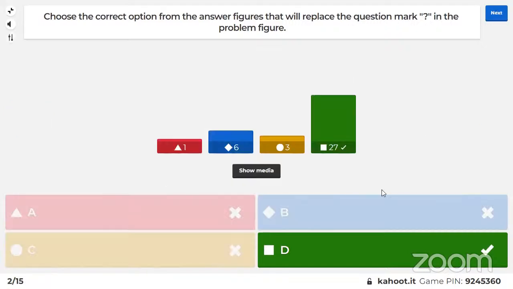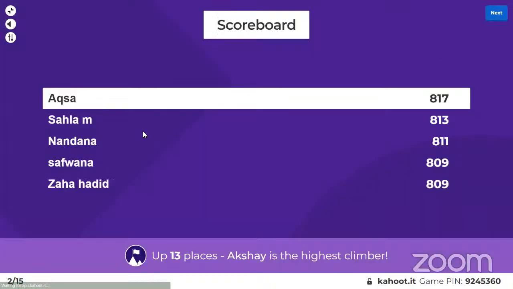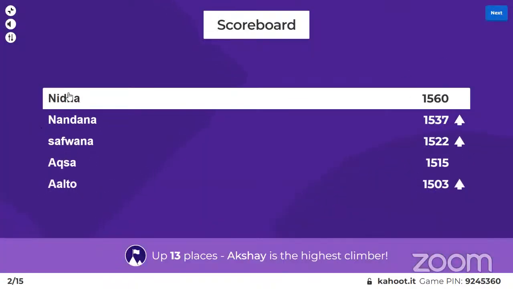This was kind of a fill in the box question. So the answer is D. The figure in D was the correct answer. Again, moving on to the leaderboard.